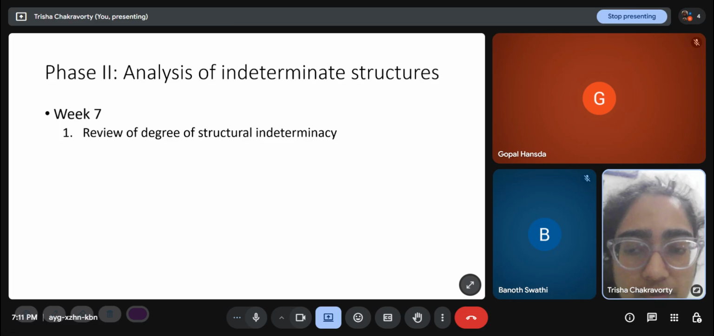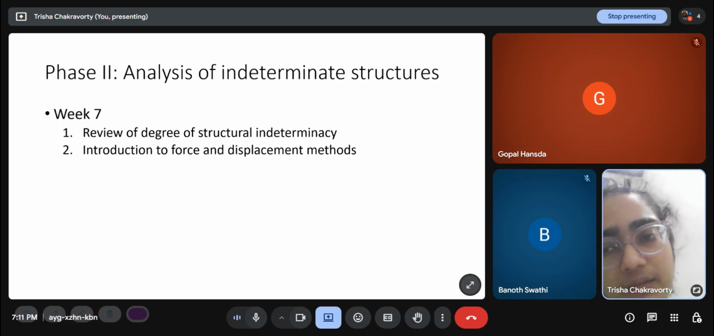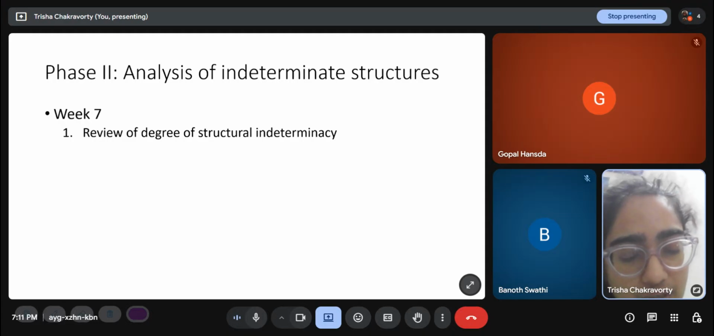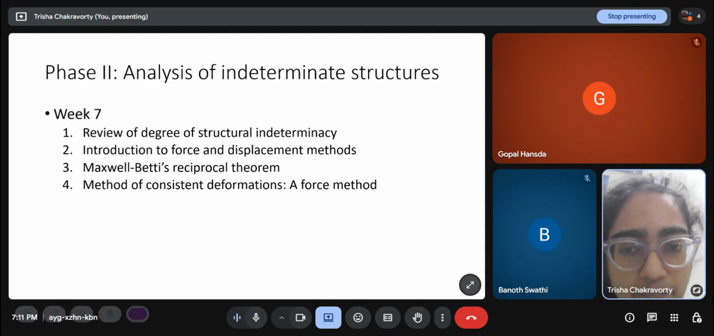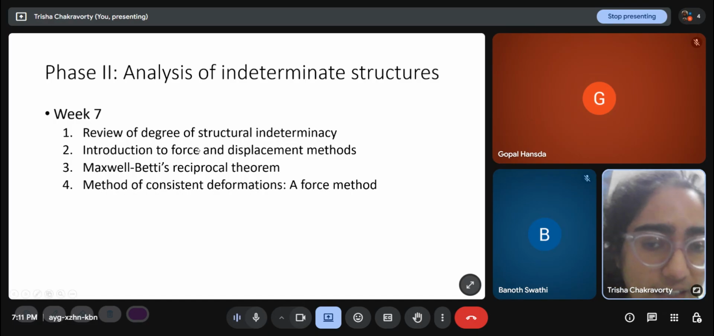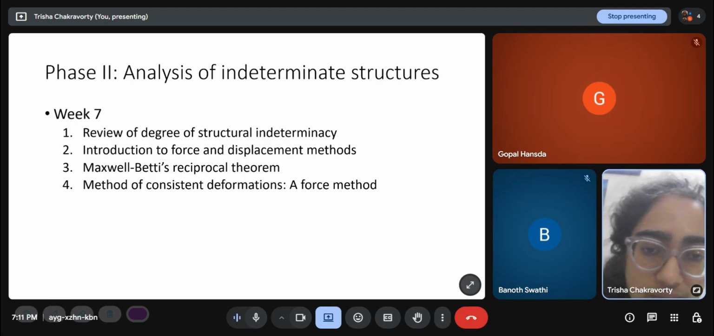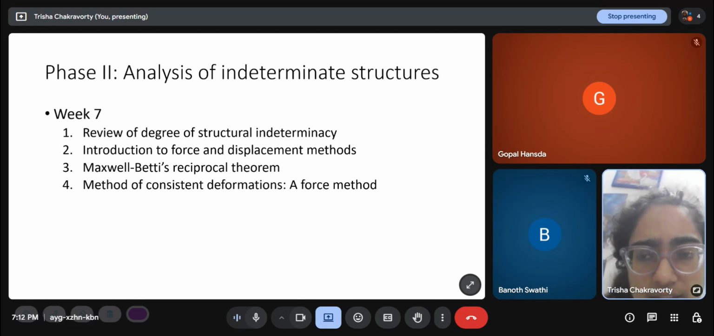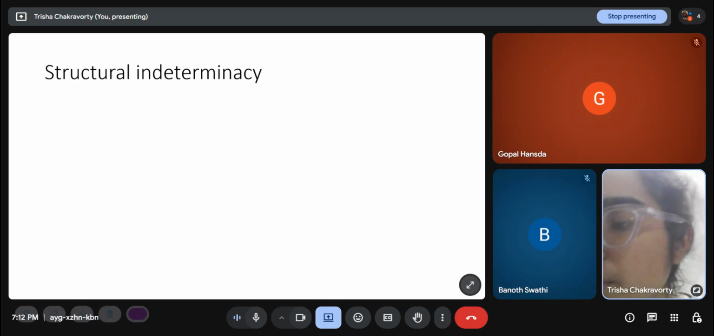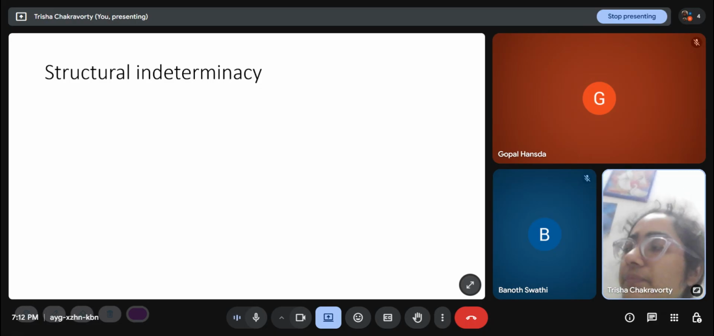Week 7, we will look at review of degree of structural indeterminacy, which we have already looked at in the first week to some extent. Introduction to force and displacement methods, Maxwell-Betti's reciprocal theorem, and method of consistent deformations. It is a force method. So there are actually two categories of methods, called force methods and displacement methods. Weeks 7, 8 and 9 we look at force methods, and 10, 11 and 12 we look at displacement methods. I think that is how the course is structured, and all of these are about solving indeterminate structures. Okay, so we'll start with structural indeterminacy.